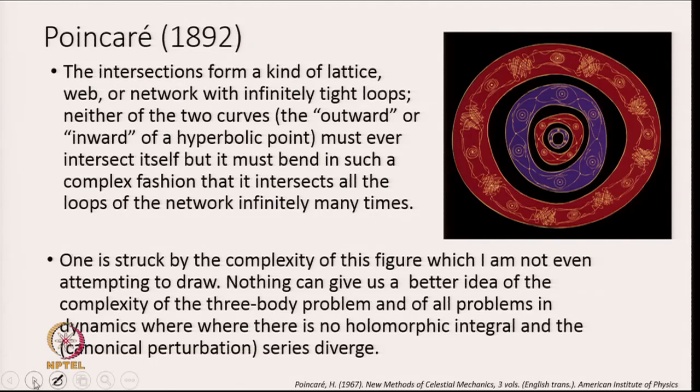Poincare himself in 1892 was aware of this image, even though he couldn't quite draw it. He writes in the New Methods of Celestial Mechanics, in translation, he says, the intersections form a kind of lattice, web or network with infinitely tight loops.